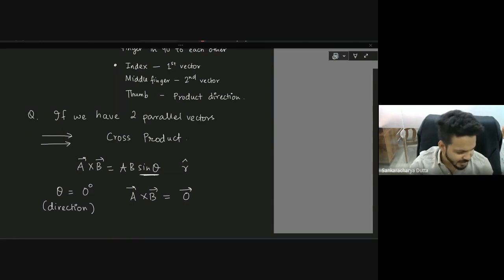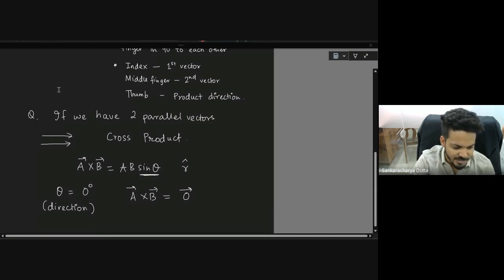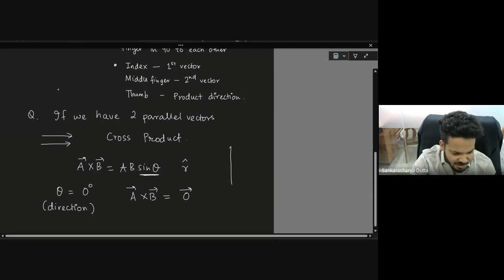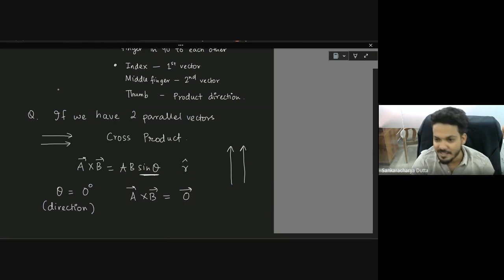Okay, let's move forward. Someone was asking me, sir, what is the thing with parallel vectors? Parallel vectors essentially means that these vectors have the same direction. If they have the same direction, the angle between them will be 0. So that means the cross product will be equal to 0. Now, what direction do you assign to 0? Well, anything you assign is going to work because the vector itself is 0. It does not exist. So that's why we say for the zero vector, the direction is undefined.